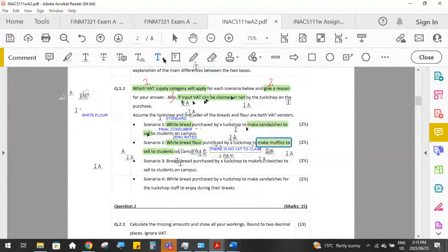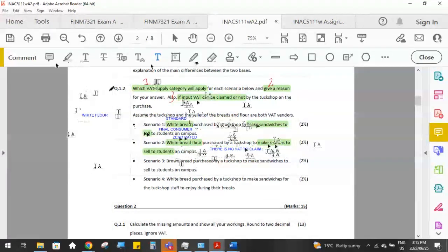Okay, so no. Give a reason. Can input VAT be claimed or not? The answer there is no, it can't be claimed because there is no VAT that was charged in the first place. If this component that they used to make their muffins had been a standard rated item, then yes, they would have been allowed to claim it back because they were using it to make a saleable item. Okay, do you understand the difference between that, why we said no, they can't claim the VAT back? That was one of the most common errors that students made in this question.